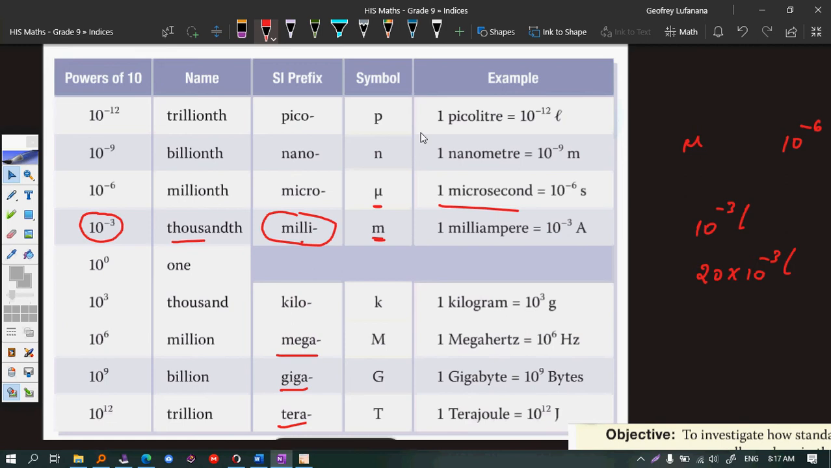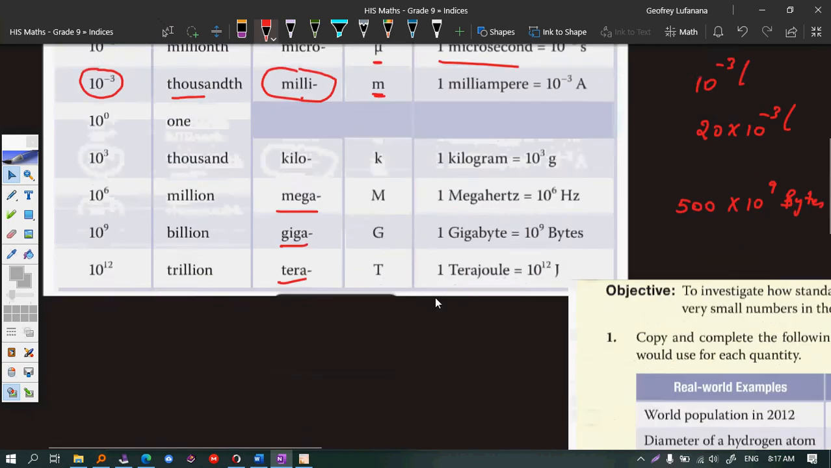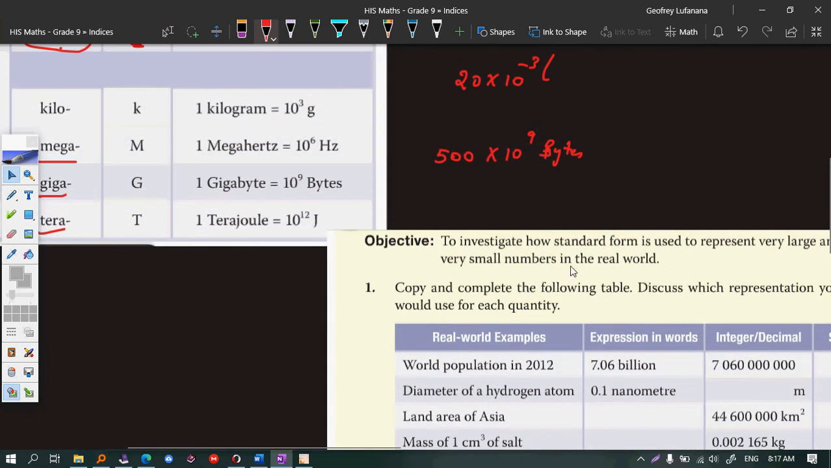So in real life, you'll say, for example, the size of my hard disk is 500 gigabytes. What does that mean though? It means that you have 500 times 10 to the power 9 bytes. So this is an example of an application of standard form in real life. So I'll let you investigate this table, and then after we shall answer a few questions from this.